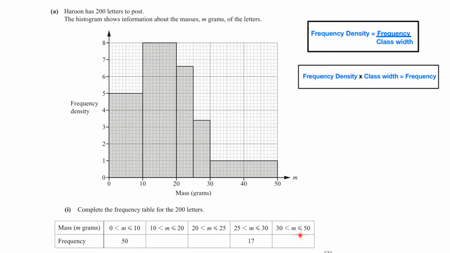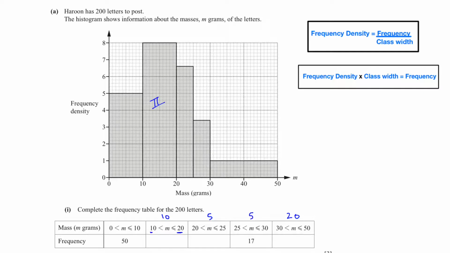Let's write down the class width of each bar. To find the class width, it is the upper value minus the lower value. So 20 minus 10, 10. 30 minus 25, 5. And 50 minus 30 is 20. Now we are just going to replace the frequency density and the class width for each bar to find the frequency.